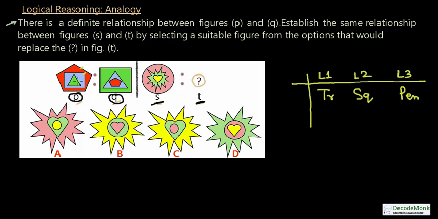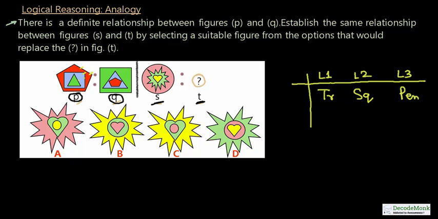So layer 1 is the innermost portion, then layer 2, and as we move from innermost to the outermost, we are increasing the layers. This is just a type of nomenclature I am using. You may use others, but this is the easiest way to solve such question. So layer 1 is a triangle, layer 2 is a square, and layer 3 is the pentagon.